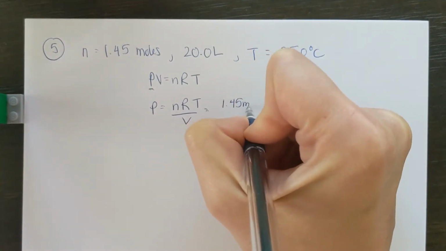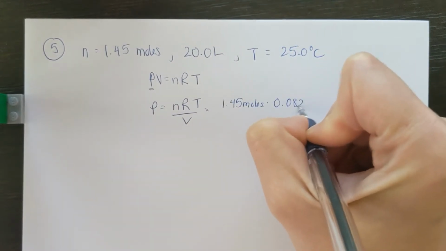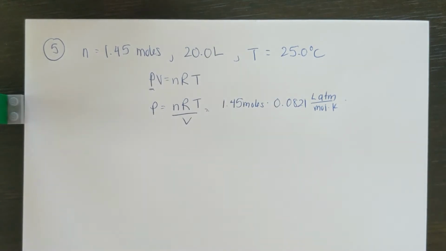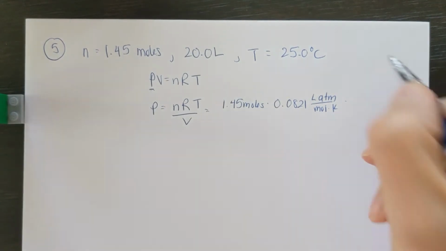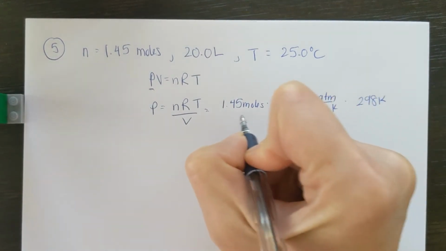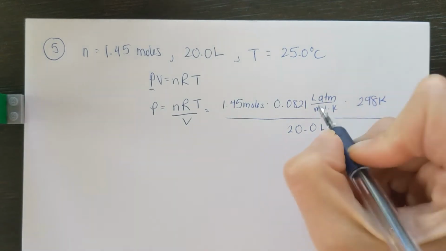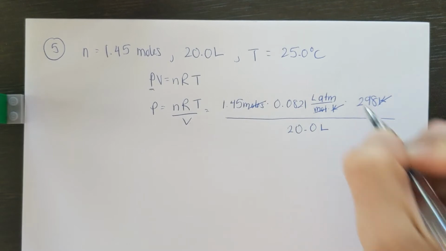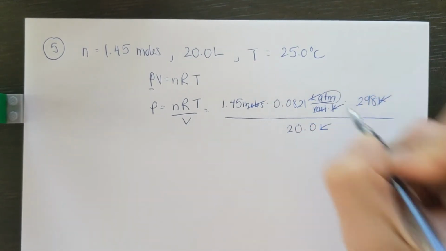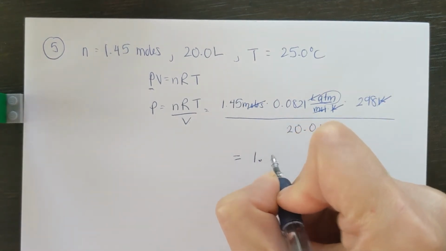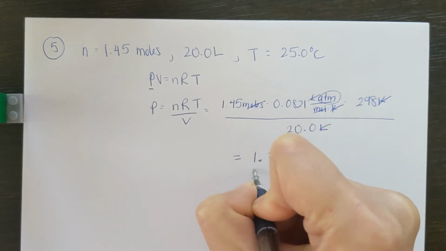So 1.45 moles times R, 0.0821 liter atmospheres per mole Kelvin, times our temperature. We have to do 273 plus 25 to give us 298 Kelvin. And all of this is under our volume of 20.0 liters. Moles cancel with moles, Kelvin cancels with Kelvin, and liters cancel with liters, and we are solving this in units of atmospheres. Plugging this in, 1.45 times 0.0821 times 298, divided by 20, we get 1.77 atmospheres as the pressure of our gas.